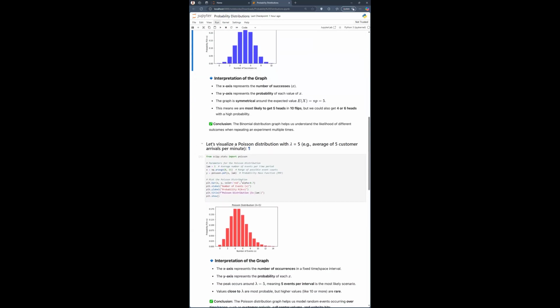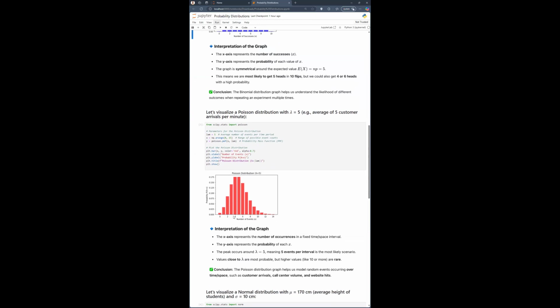Okay. Now let's visualize the Poisson distribution. The same example that we took, lambda equal to 5, an average of 5 customers or 5 calls arrive per minute. So X basically represents the number of occurrences in a fixed time, 0 to 15, we are just taking an example. And Y is your Poisson distribution probability mass function, using the function Poisson.pmf. X, we are passing the range here, and lambda we are passing, that is 5 for us.